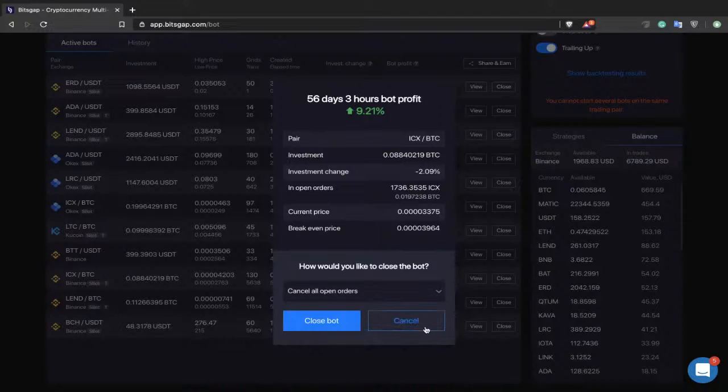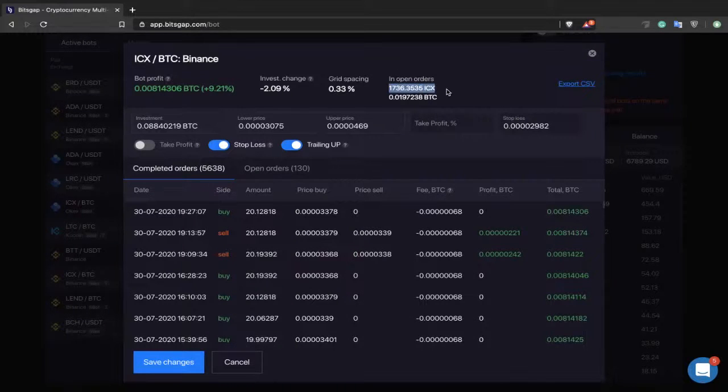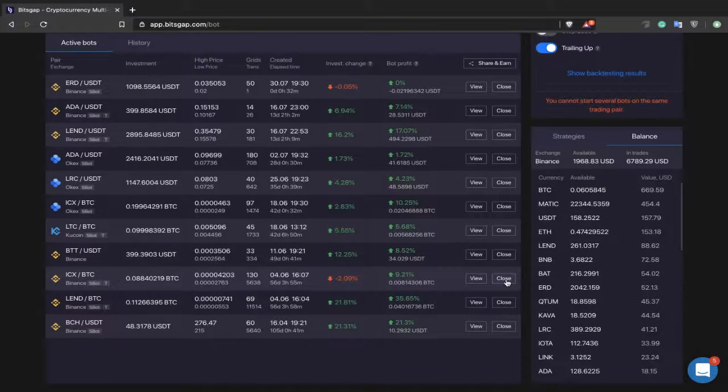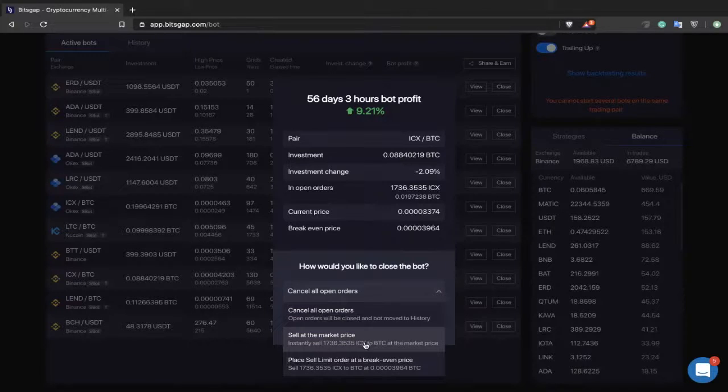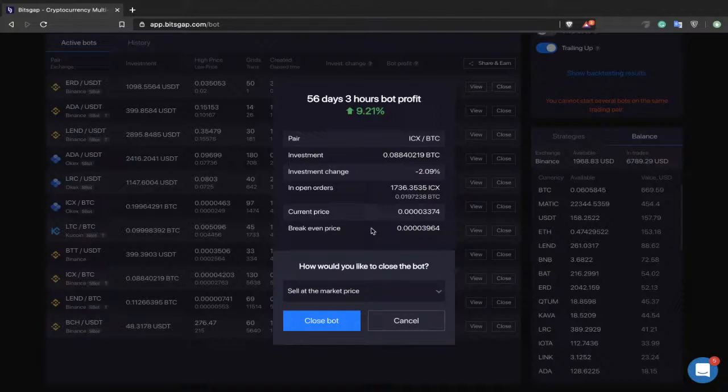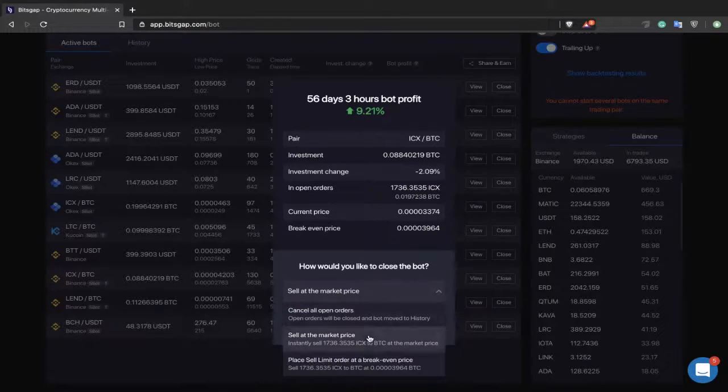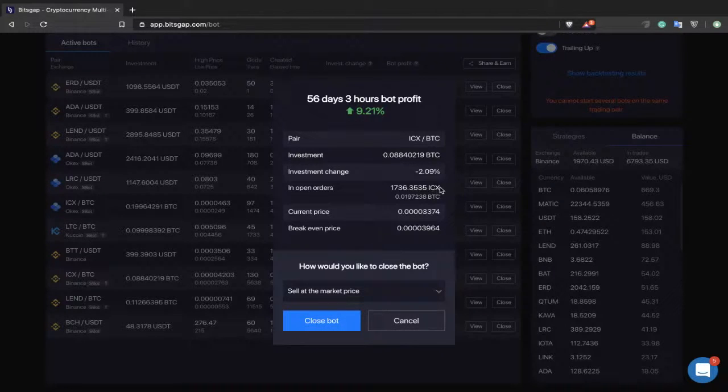So that means that what is left in the bot, in this case, is exactly 1,700 ICX, and that amount of bitcoins, you will find this amount in your balance right after you click on close. Another option is to sell at the market price. So it will sell this total amount of the base currency that is currently stuck in your sell limit orders at the current market price. So that's pretty much a full exit from the market. So if you are no longer willing to have this active bot, and most importantly, you don't want to be affected by the price change of ICX, you should choose this option. That's the complete exit from the market. So you will no longer possess any base currency.